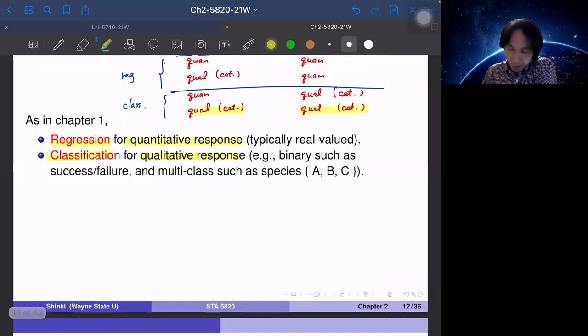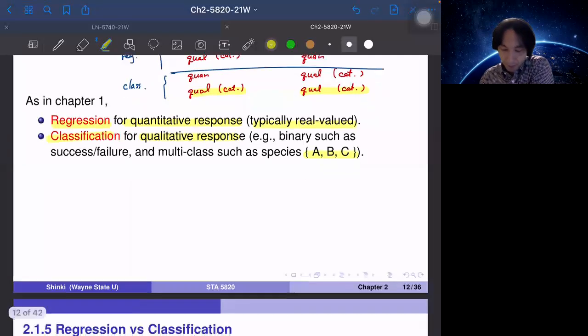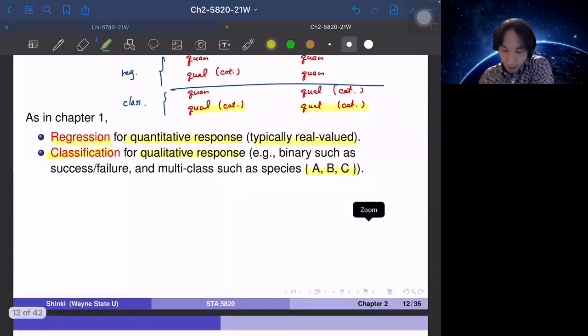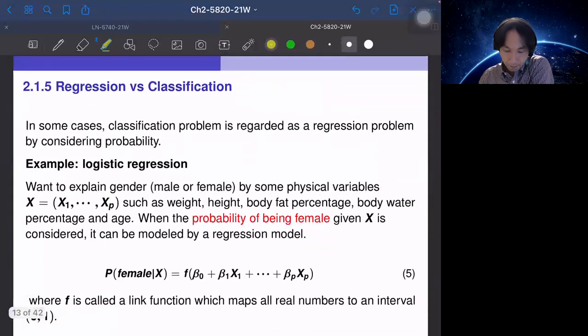Yeah, so regression analysis, the quantitative, so typically real valued variable, and the classification, the binary, such as success and failure, or multi-class, such as ABC, so categories.